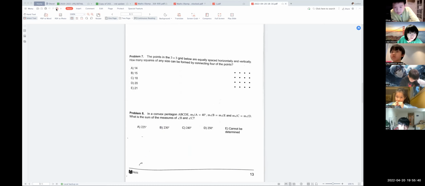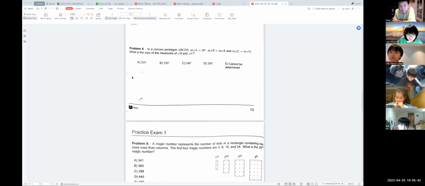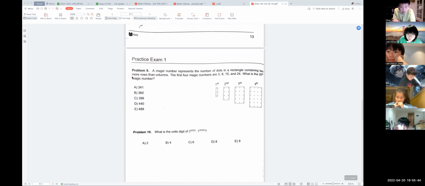Get it, everybody? So it's pretty easy, right? Okay, let's take a look at number 9. A magic number represents the number of dots in a rectangle containing 2 more rows than columns. The first 4 magic numbers are 3, 8, 15, and 24. What is the 20th magic number?